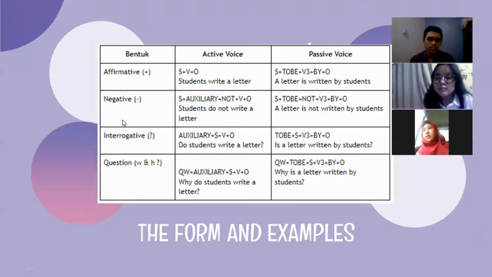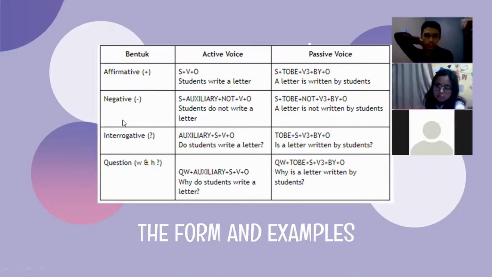And the last is questions: what, where, when, and how. In the active voice is question, what, where, how, plus auxiliary, plus subject, plus verb, plus object. For example, why do students write a letter? Or in the passive voice, questions, question word plus to be, plus subject, plus verb 3, plus by, plus object. For example, why is a letter written by students?